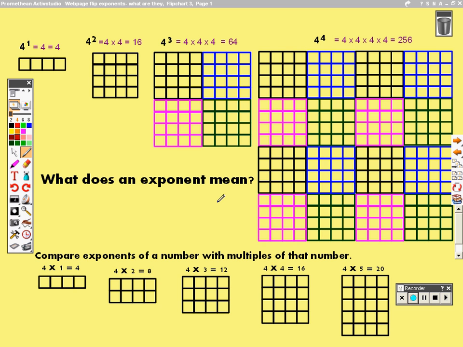Good afternoon, ladies and gentlemen. Today we're going to be learning a little bit about exponents and how they compare to numbers that we're more familiar with, which are multiples.